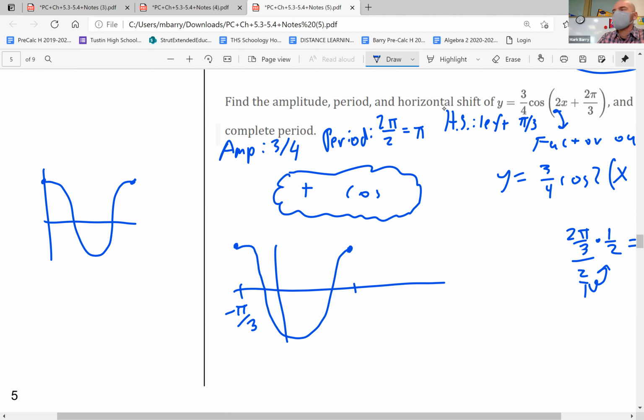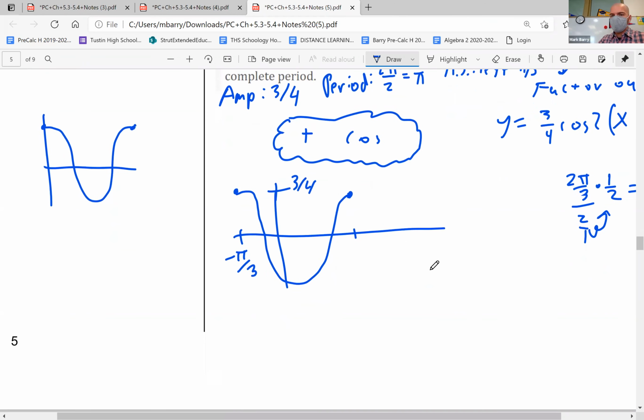I'm eventually going to have to figure out what that x value is at the end. We'll get to that in a minute. But I would first do the amplitude. So I would just draw a line right here and put 3/4 since that's our amplitude. All right, now what's this point over here? What's this x value over here? Let's figure it out, okay?